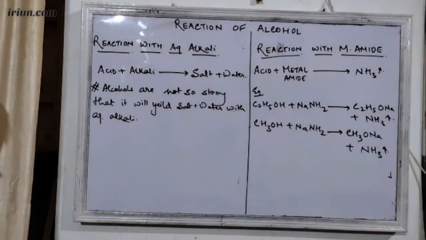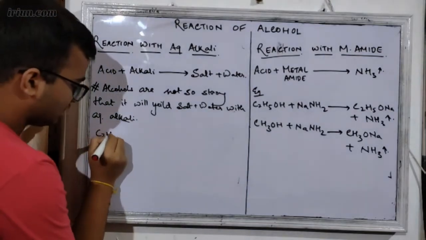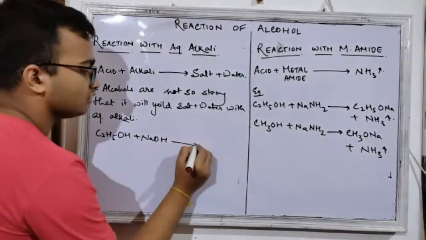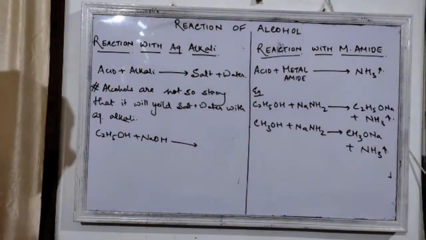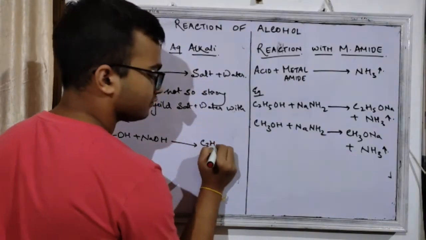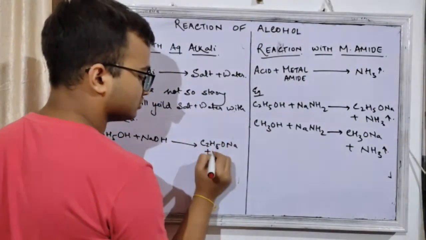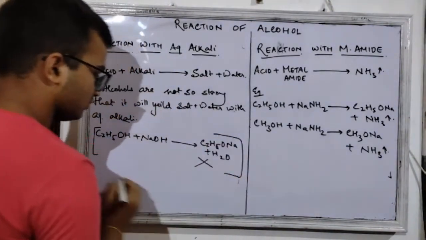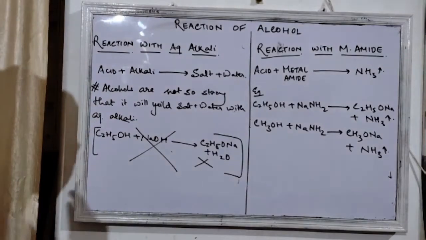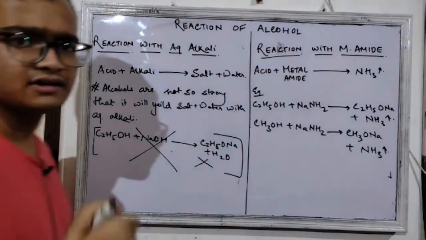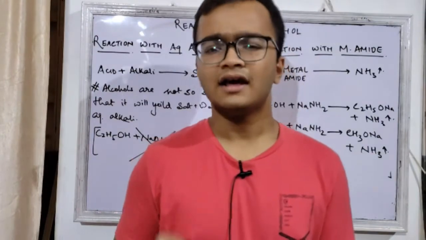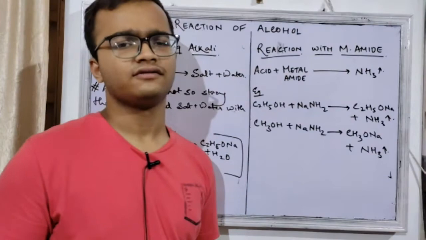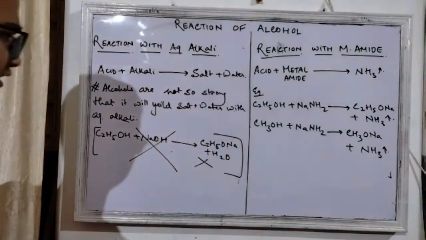Right, that means if you think the reaction is like this, C2H5OH plus NaOH, and that it will give you C2H5ONa plus H2O, this is completely wrong. Never understand this as a correct thing, because I said in the beginning of the chapter that alcohols are weak acids. Alcohols are not so strong that they will react with strong alkalis or aqueous alkalis to give you salt plus water. But there is an exception under this category.